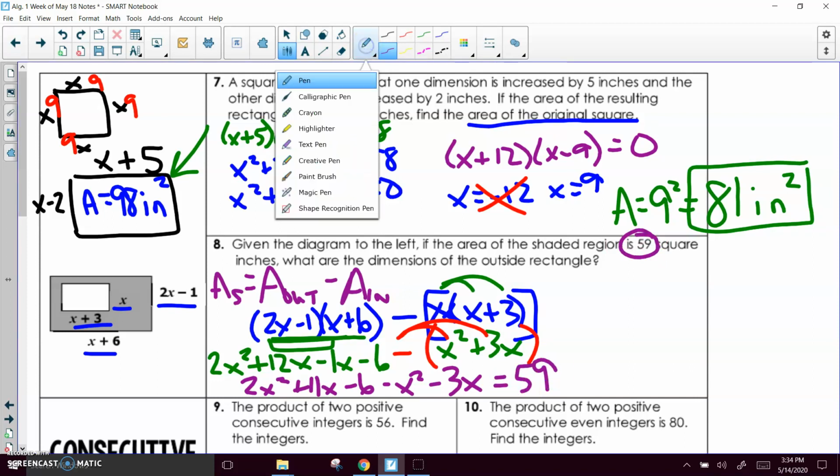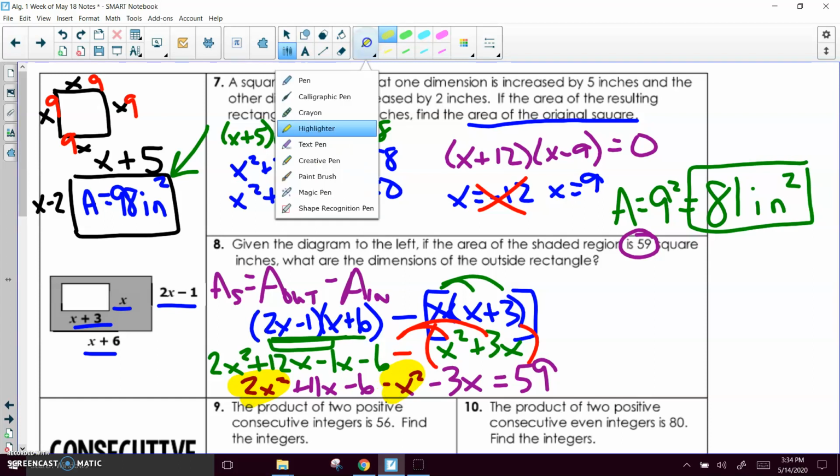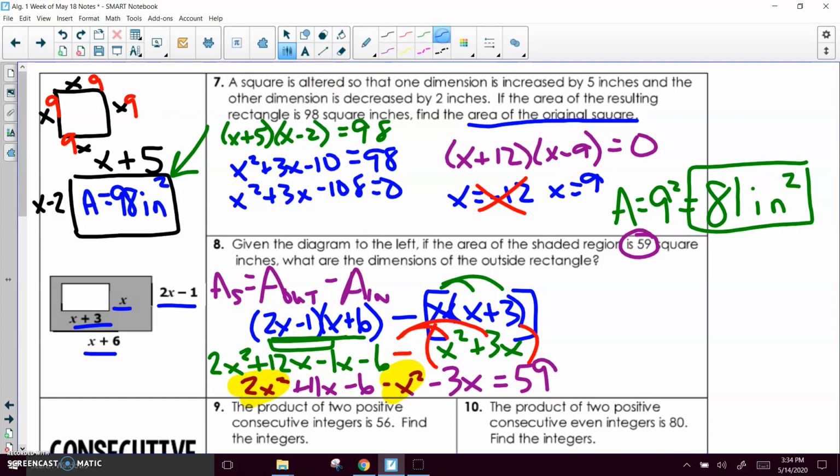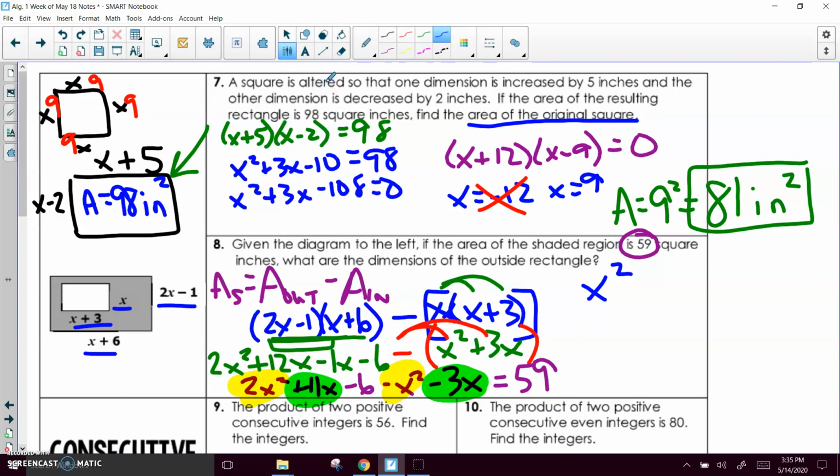Okay, let's simplify the left-hand side of my equation. I've got 2x squared minus x squared, well, 2x squared minus 1x squared is just x squared. And then what else do we have for like terms? 11x subtract 3x gives me 8x. And then I've got my minus 6 equals 59.